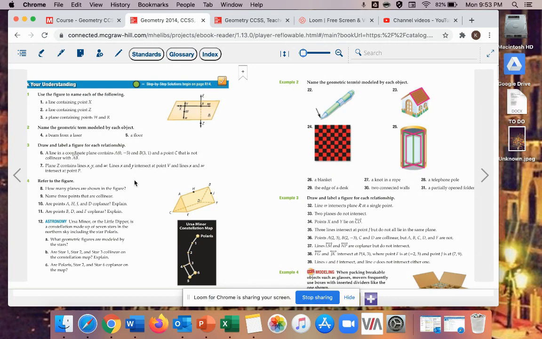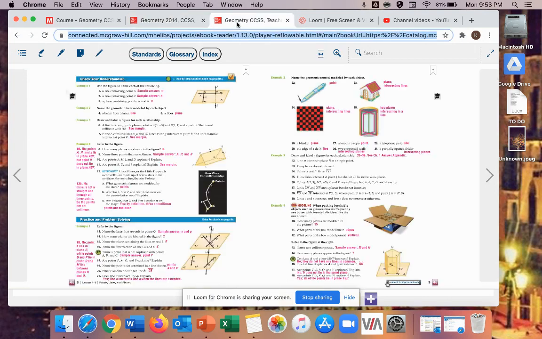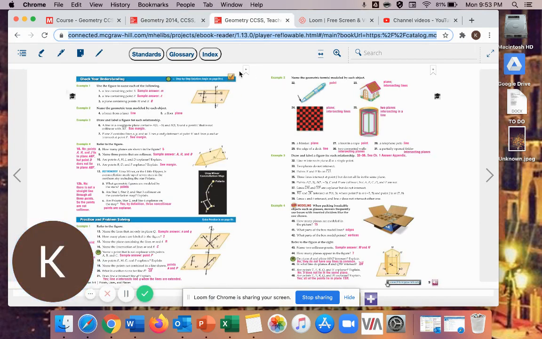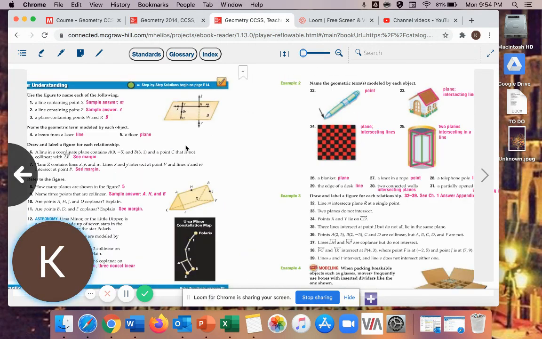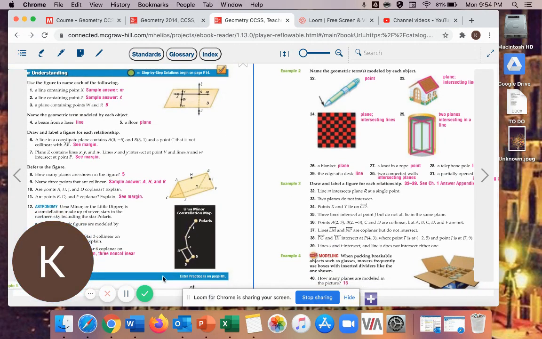Okay, so now I'm going to use a little teacher trick called the teacher textbook. This cool little thing has the answers on it, which is super cool, and this should be able to help you guys a little bit. So, a line containing point X.